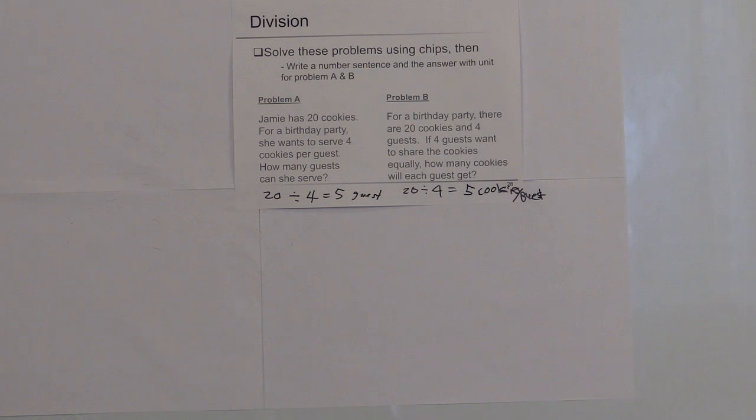In the word problem, the unit is really important. So 5 means 5 guests or 5 cookies. They need to understand that. And also, think about how they want to solve the problem. So problem A, let's do problem A first.